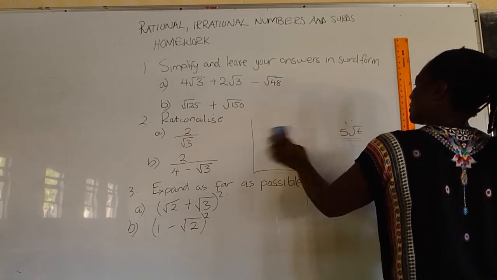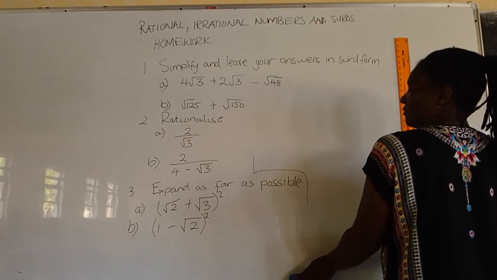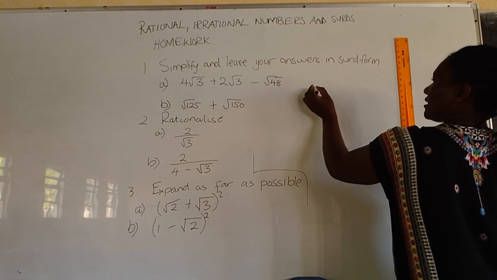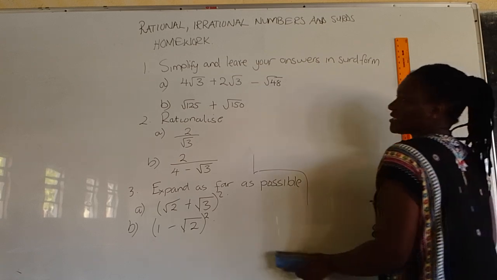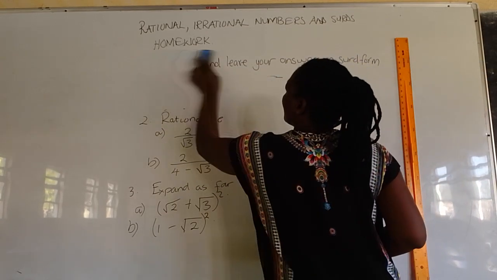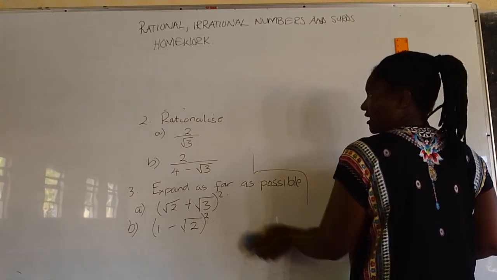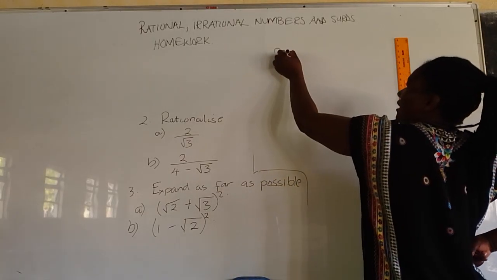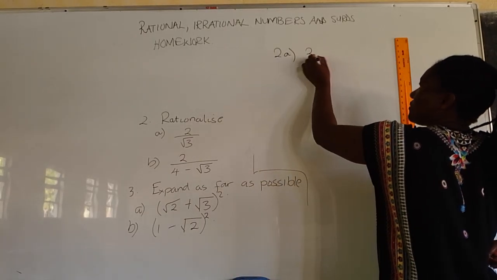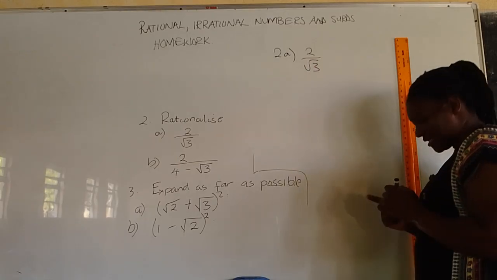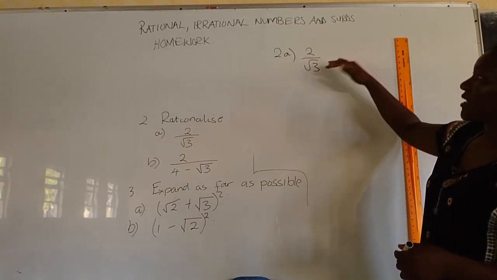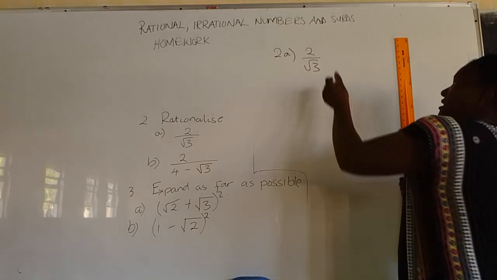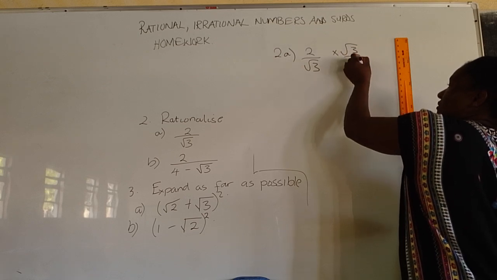Number 2. We are rationalizing. Let me erase this part. Rationalize 2a. Rationalize 2 over root 3. Remember, we said when rationalizing, we are going to multiply by this over the same root there. So this times root 3 over root 3.